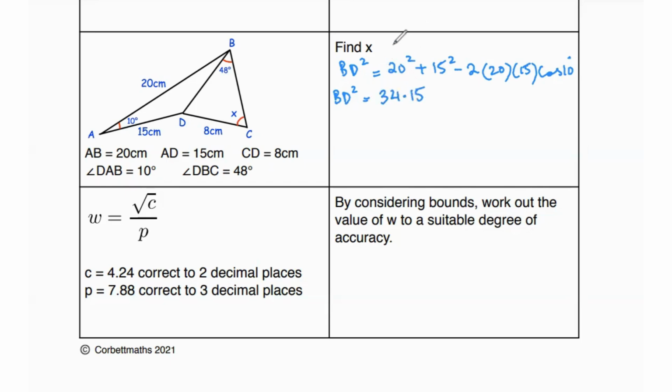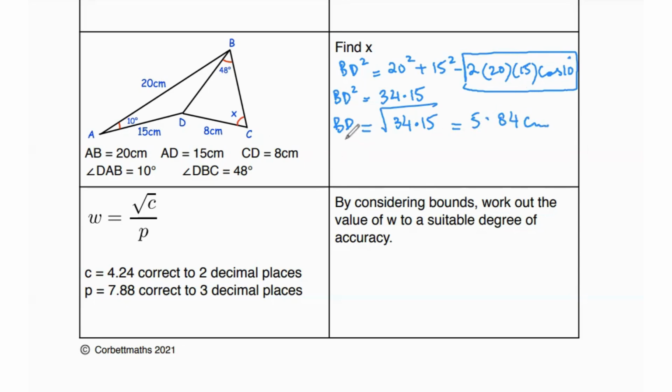What you will do is you will first add 20 squared to 15 squared, and then you solve this entire thing in one go and subtract the result from this sum. You will not subtract 2 times 20 times 15 first and then subtract the cos, and that's going to be completely wrong. Solve this part first and subtract the result from the sum of 20 squared and 15 squared. So BD is going to be the square root of 34.15, which is basically equal to 5.84 centimeters.